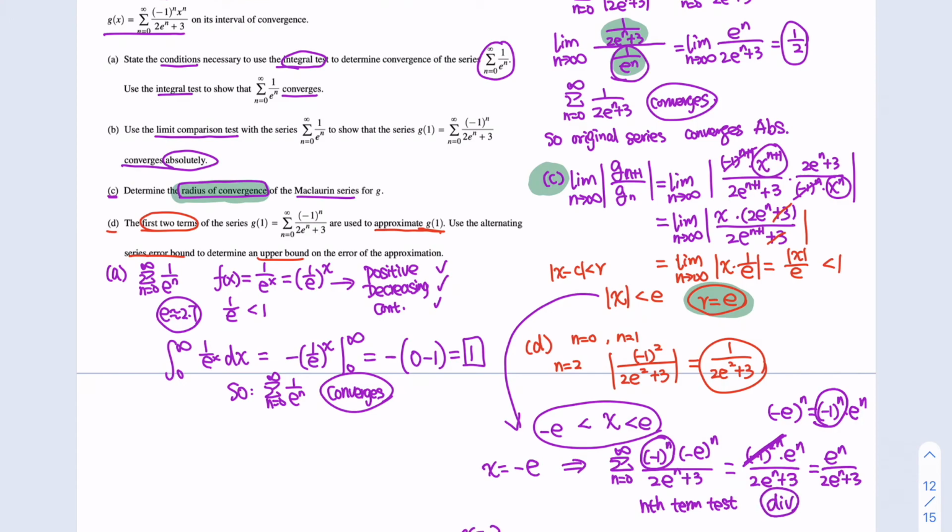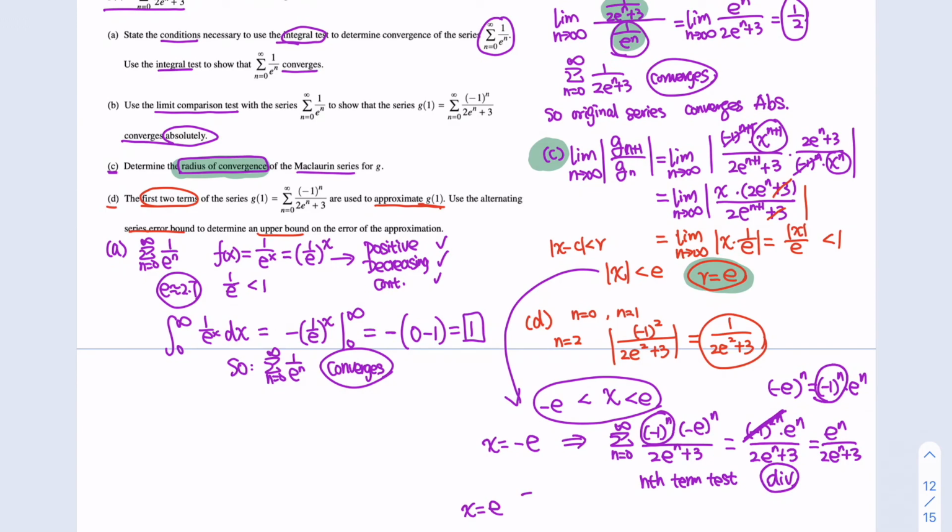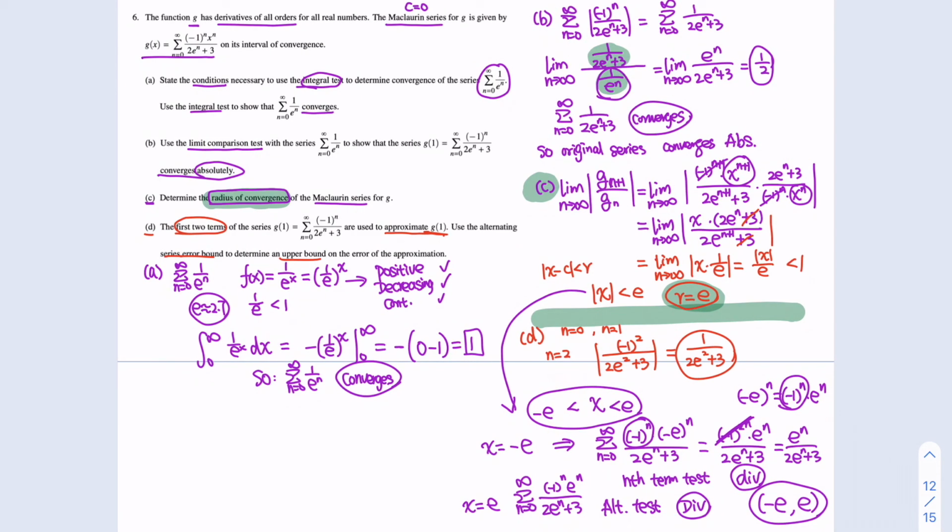When x equals e, we plug e in. This will still be an alternating series. So based on the alternating series test, it will also be divergent. So the interval of convergence will be negative e to e, not including the endpoints. These are all the solutions for this problem.